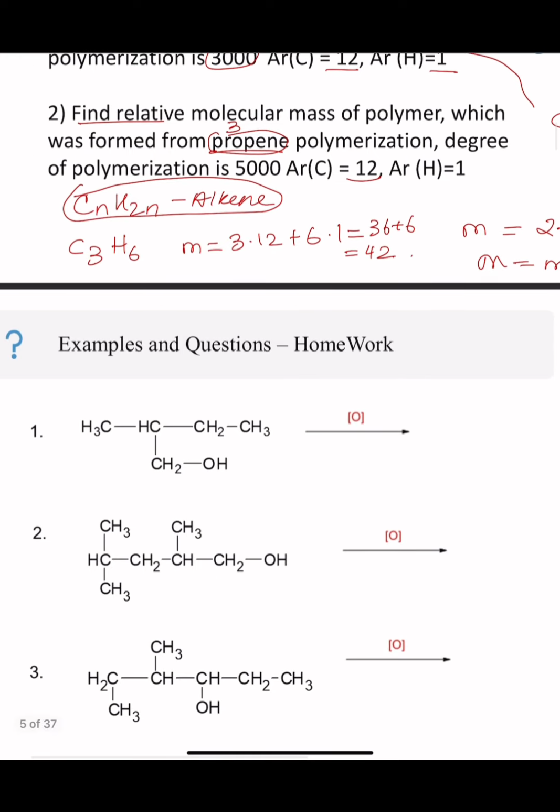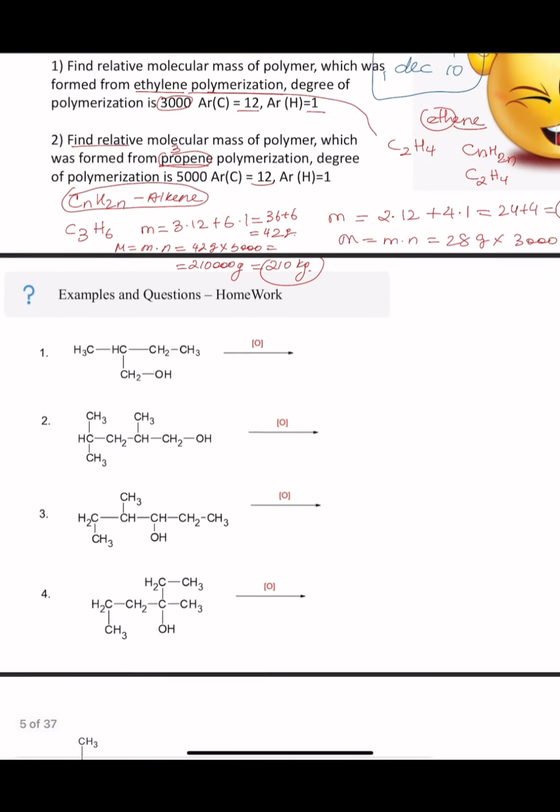And then you need to do, again, multiplication. M equals small m multiplied by n. So 42 grams multiplied by 5,000, which will be 210,000 grams, which is 210 kilograms, okay? That is that regarding the polymerization.